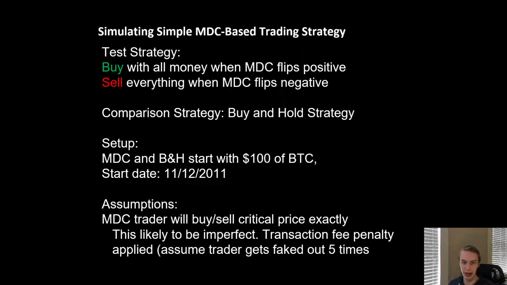And so that's what I'm doing to penalize the MDC person, or make this a more conservative test, by assuming that they're bouncing around a lot, so that whatever results we get might be a little more representative of what would happen in the real world than just assuming they perfectly get in and out every time, which is unlikely to actually happen. So that's just the assumption I've made there. Anyway, faked out 5 times before they can correctly get into position.